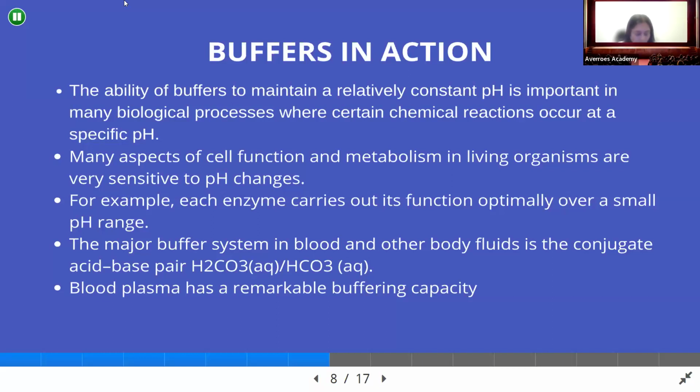And one really important buffer within living cells is the conjugate acid-base pair of H2PO4- and HPO4 2-. Another one is the conjugate acid-base pair of H2CO3 and HCO3-. And our blood plasma also has a remarkable buffering capacity. So our blood and different parts of our body always use buffers to stay at that pH range for optimal functioning in our bodies.